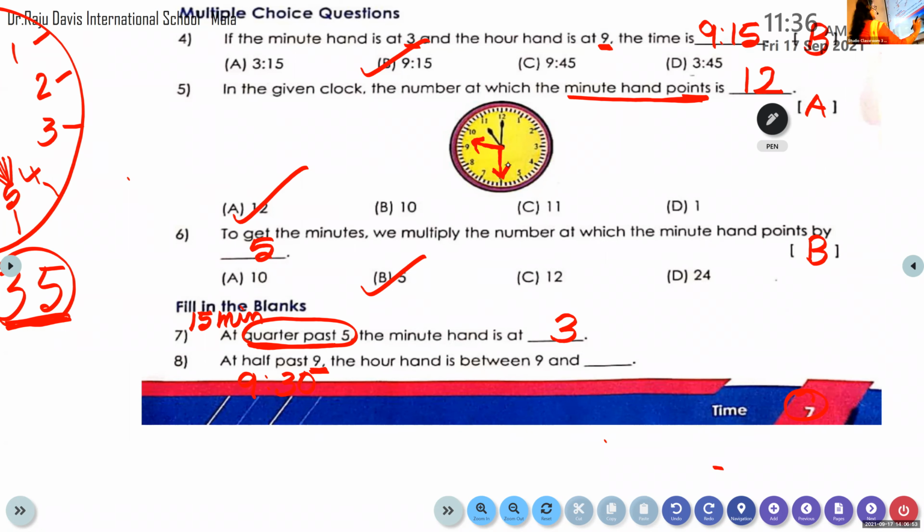Niharika, yes. At 9:30, the hour hand is between 9 and 10. This is the hour hand. The short hand is the hour hand. It is in between 9 and 10. Okay, good, Niharika. Thank you, ma'am.